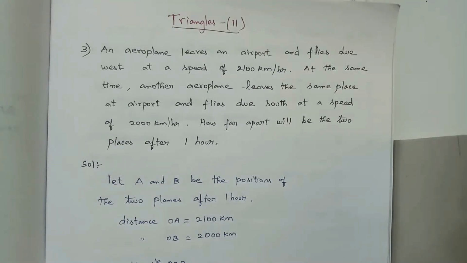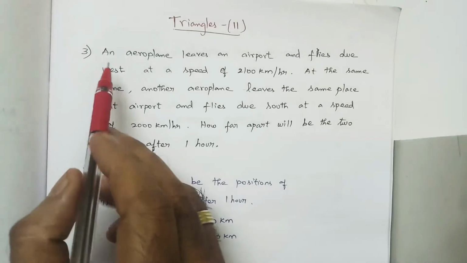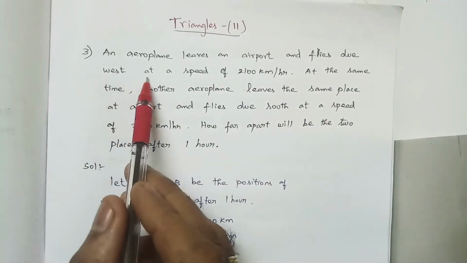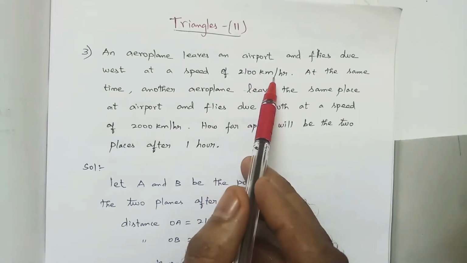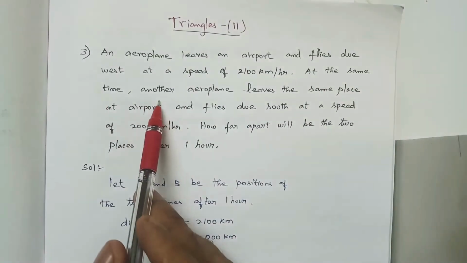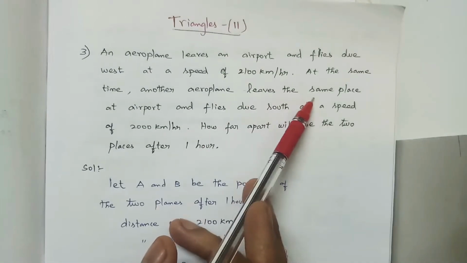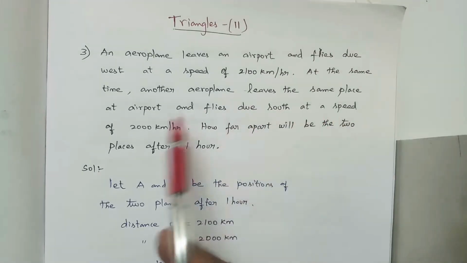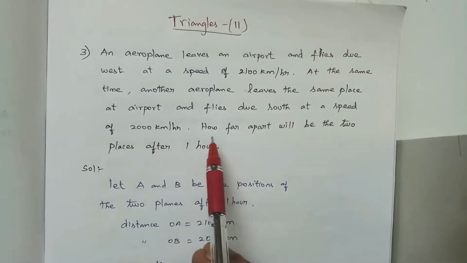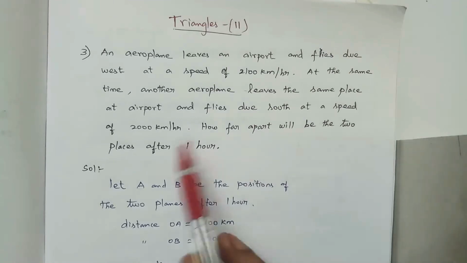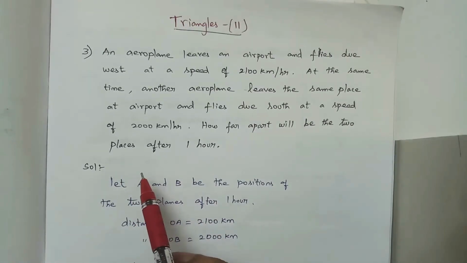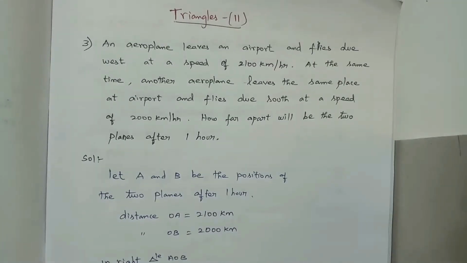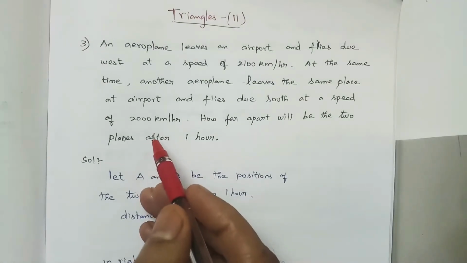So number 3: an airplane leaves an airport and flies due west at a speed of 2100 km per hour. At the same time, another airplane leaves the same airport and flies due south at a speed of 2000 km per hour. How far apart will be the two planes after 1 hour?